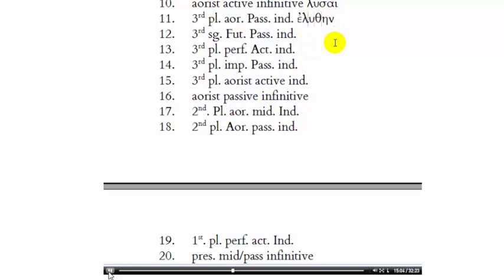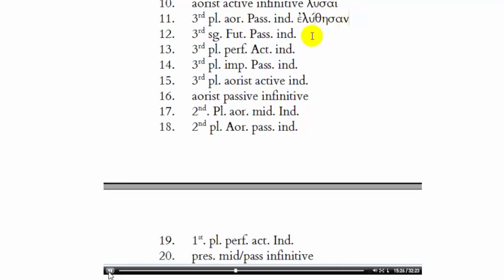Eluthane. Okay, so the third plural aorist passive indicative, well, that's the first singular. So eluthane, eluthase, eluthe, eluthamen, eluthite, eluthesan. Okay, so thesan will be our ending, and that you just have to know. Okay, there you go. Moving on.